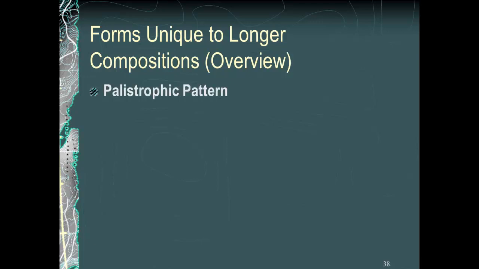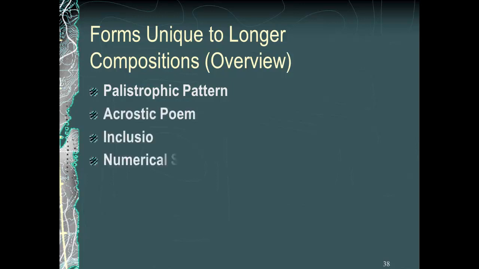Some of the forms which operate in longer compositions, by virtue of their length, allow these to happen, which would not happen within a shorter saying, are the following. A palistrophic pattern, that is an extended chiasm. Chiasm, that is an inversion of order of parts. So this would take the structural pattern of A, B, C, and then reversing order, C prime, B prime, A prime, so that content A and A prime have some similarity, B and B prime have similarity, C and C prime have similarity, but they're operating in inverse order, A, B, C, and then backing out, C prime, B prime, A prime. This would be a palistrophic pattern, extended chiasm.